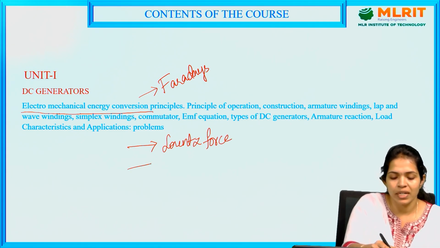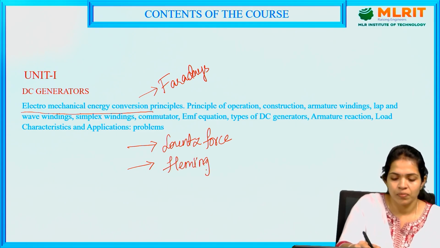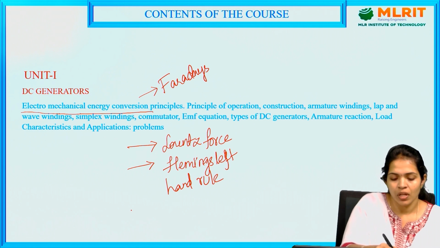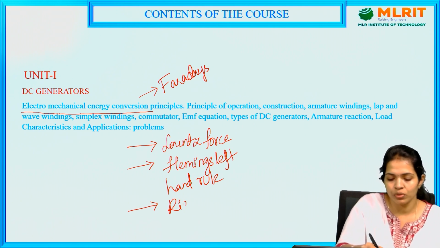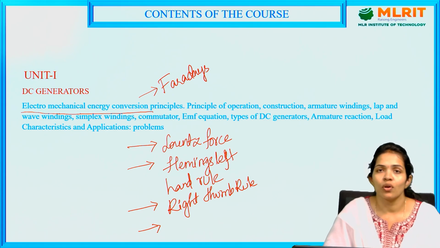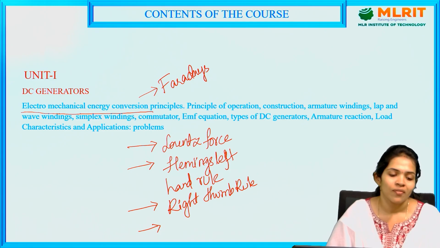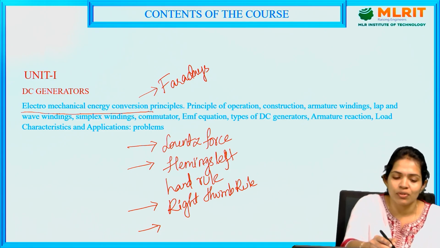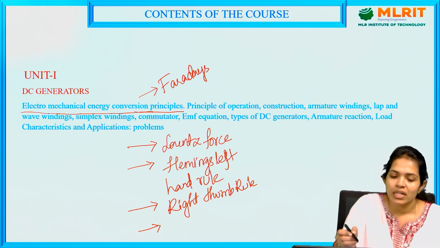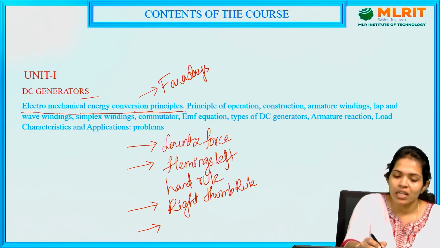We will also study Fleming's left hand rule and the right hand thumb rule. All the basic laws involved in converting electrical energy to mechanical or vice versa will be studied under the electromechanical energy conversion principles in detail. Then we will study the DC generator. First, the principle of operation.